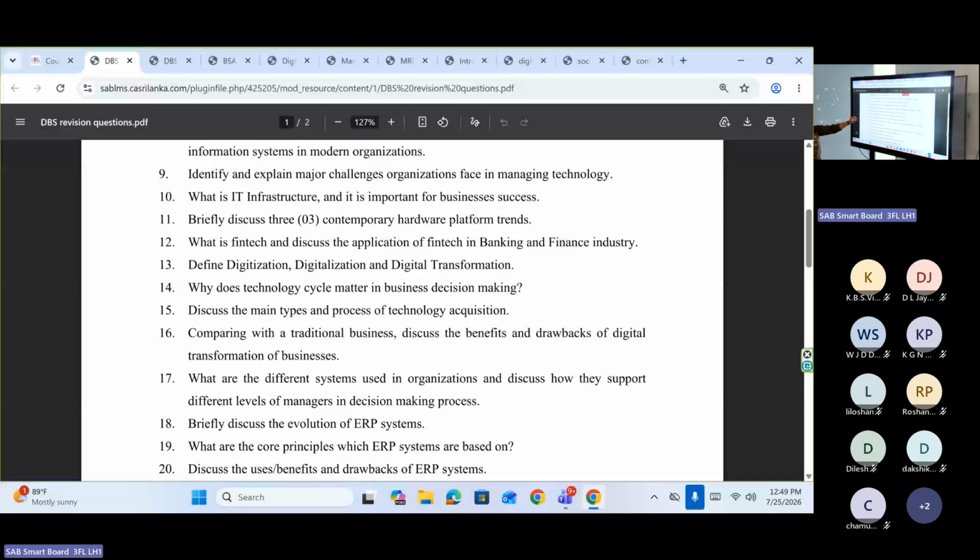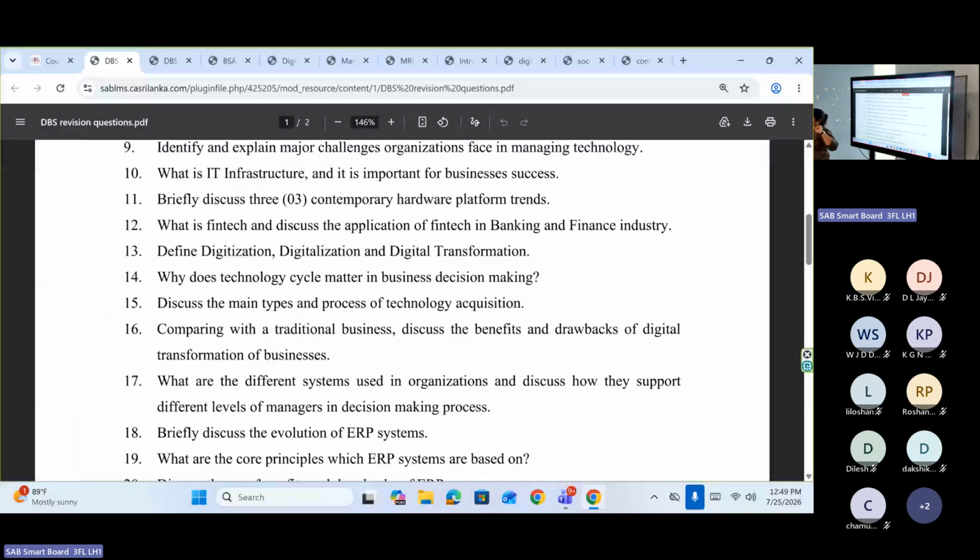And why does technology cycle matter in business decision making? We were talking about technology cycles. Hope you can remember, products actually have a life cycle. Technology is also having a life cycle. And it was there in the slide. And then we discussed why this is important, because in the case of implementing the technology within an organization, it's really important for us to understand where we are, and when we make decisions, it's important for us to understand at what stage the technology is. Maybe at the introductory stage, or maybe at the maturity stage, or maybe at the decline.